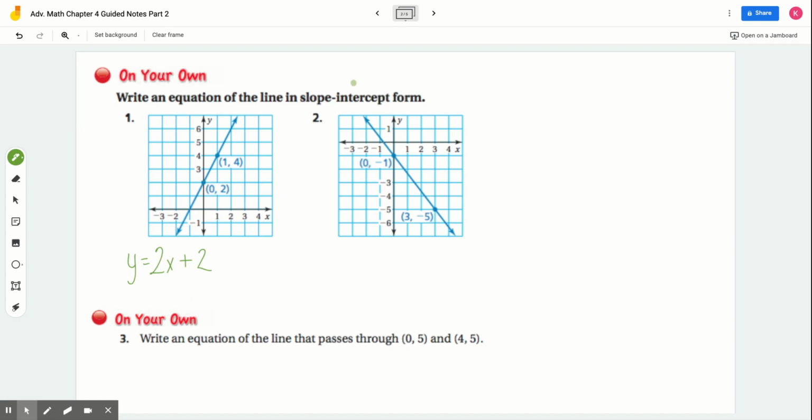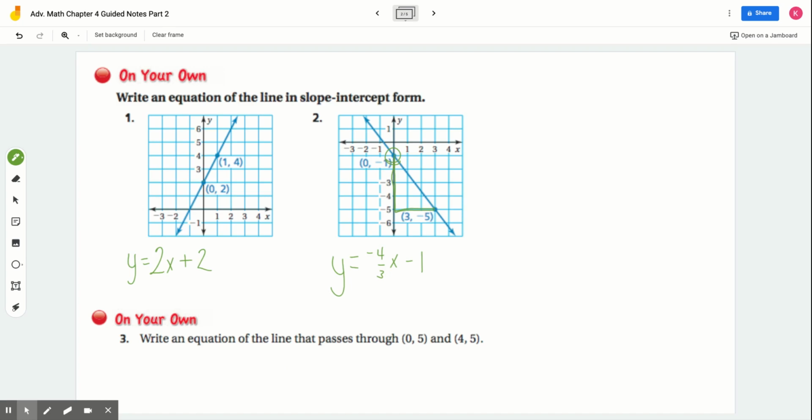If we look at the second equation, from left to right the line falls, so we know we have to have a negative slope. So I'm going to start with y equals. From the first point to the second point, I had to go down 4 units and across 3 units. So down 4 over 3, so -4/3 x. My y-intercept is at -1, so -4/3 x minus 1.